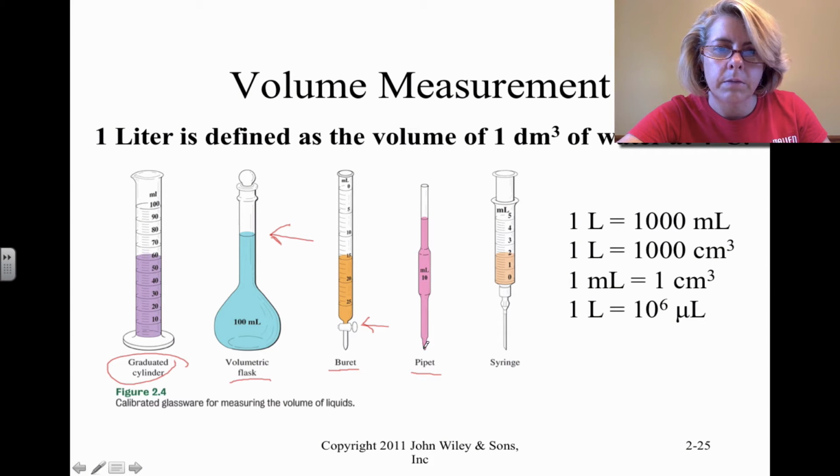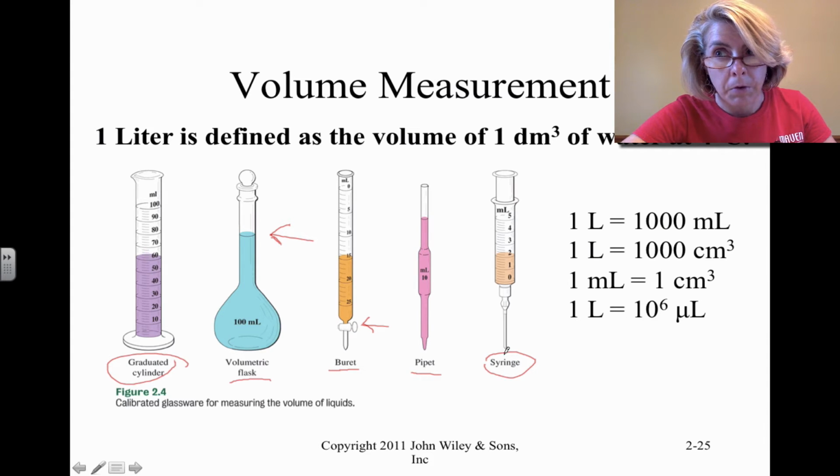But if you're using very small volumes, sometimes a pipette is very useful. However, in chemistry, we will use a syringe. When you get to gas laws, you're going to find that we're measuring air using a syringe. It's very effective for determining the volume of a gas, and that's the advantage to using that.